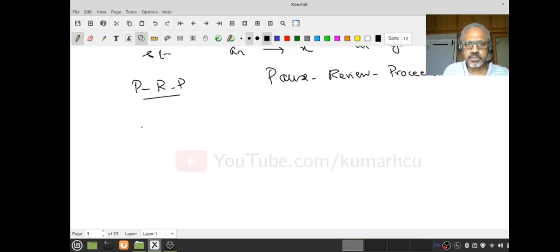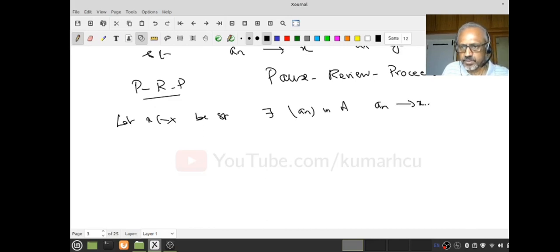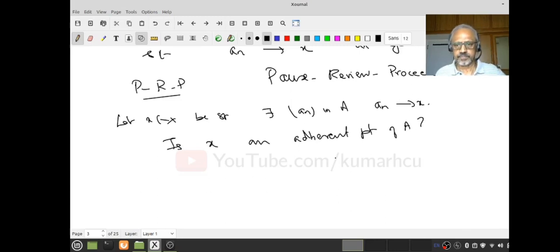So the next question I can ask is the converse. Let x in X be such that there exists a sequence a_n in A such that a_n converges to x. Question: is x an adherent point of A? So what does that mean? That means you are going to give me an open set U containing x, an open neighborhood of x, and I want to show U intersection A is non-empty.